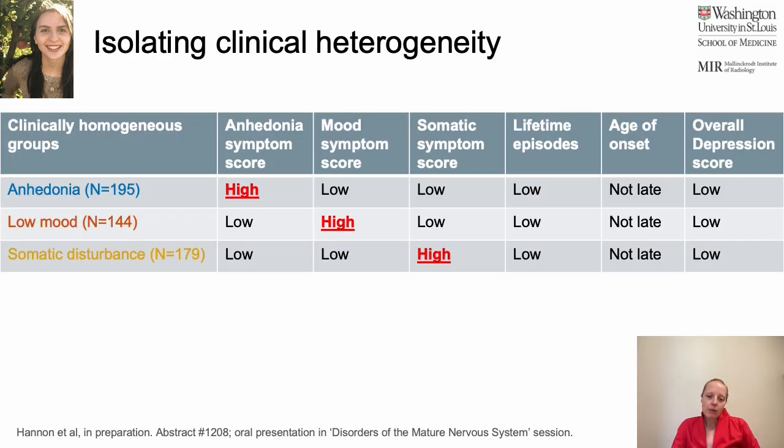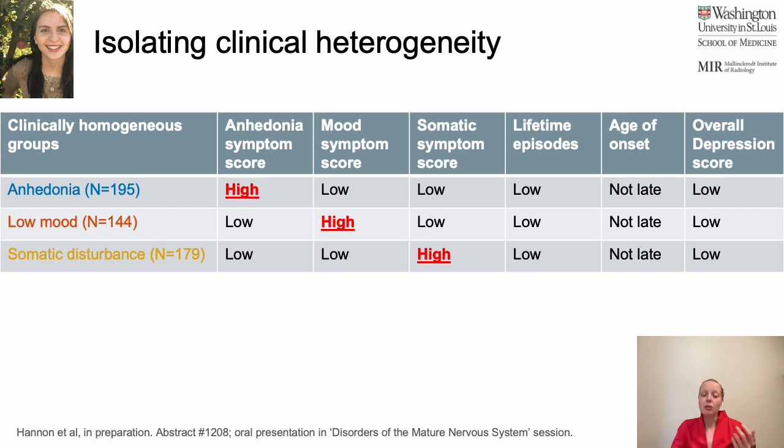Instead of the example in the previous slide where we found two hypothetical individuals with the same kind of complex set of symptoms, in this project we isolated each individual symptom. And so we looked, for example, for individuals who had a high score on anhedonia, but a low score on these other two symptoms that I'm measuring here, low mood and somatic disturbance. And the same for individuals who had a high self-reported score for low mood, but a very low score for these other symptoms.